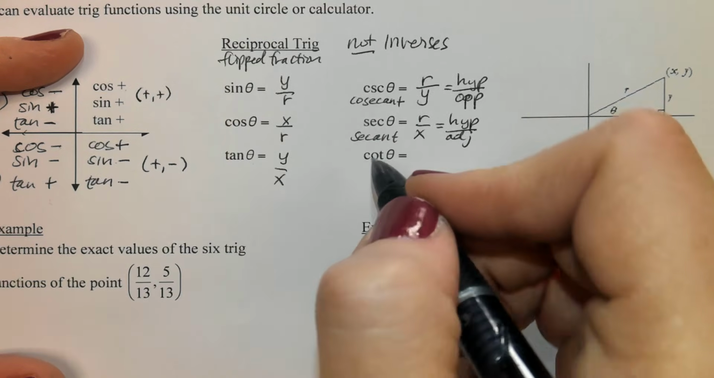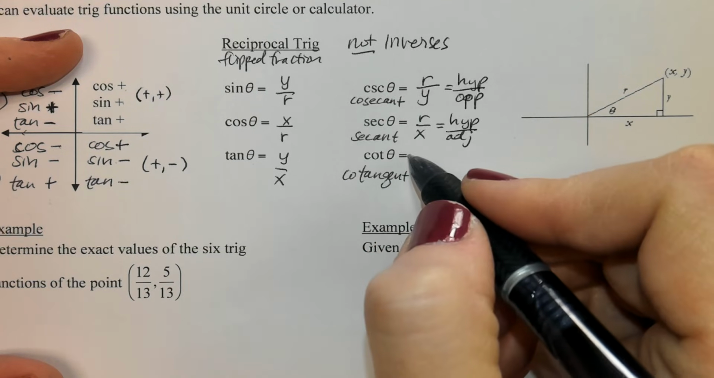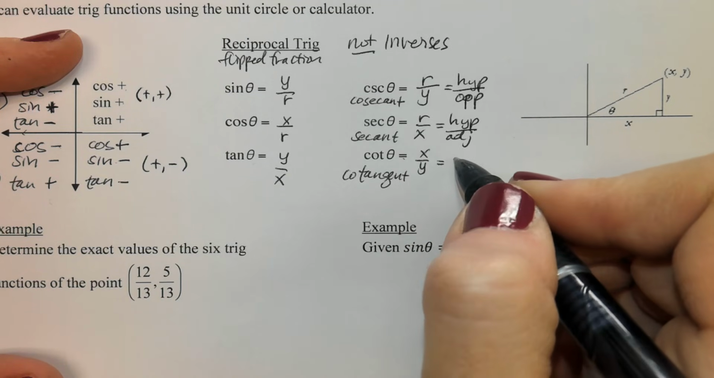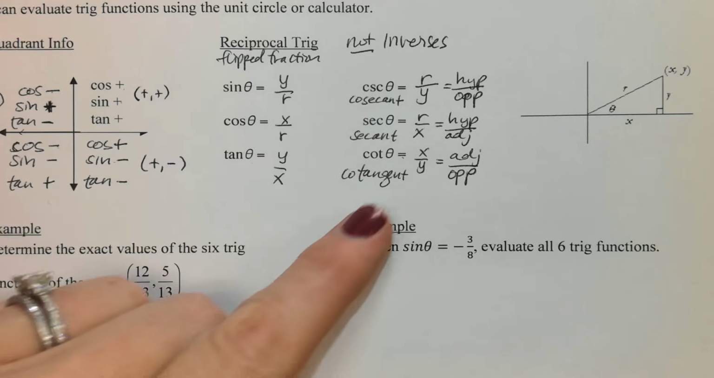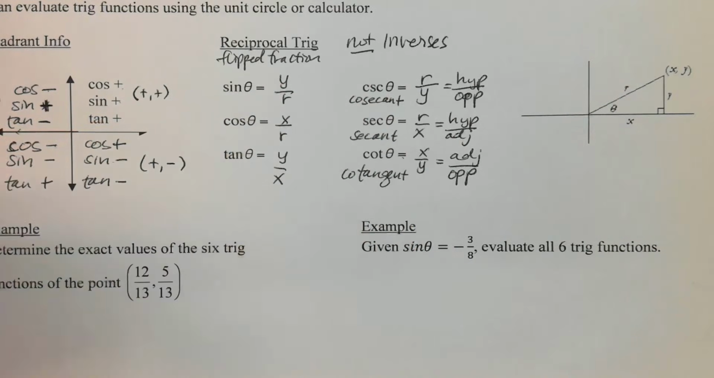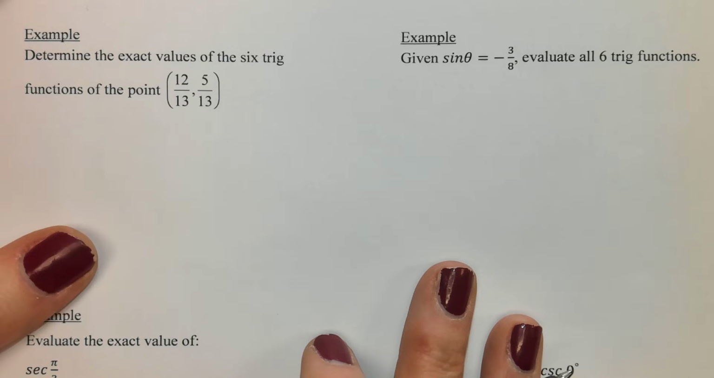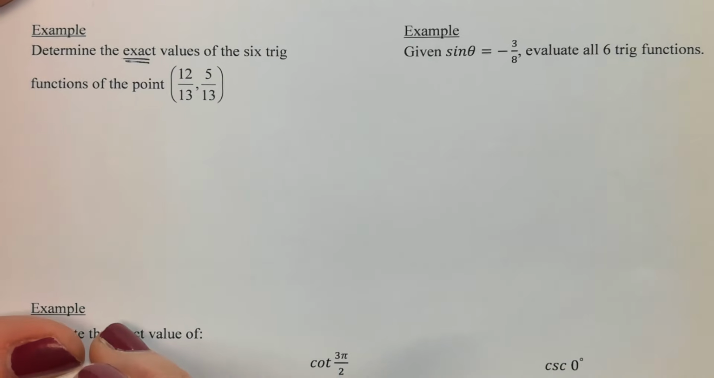Tangent goes with cotangent. That's the only one that makes sense. And this one would just be that flip, so x over y, and then it would also be adjacent over opposite. So those are just called our reciprocal trig functions. You literally are just flipping the values. So this one says determine the exact values of the 6 trig functions for this point.